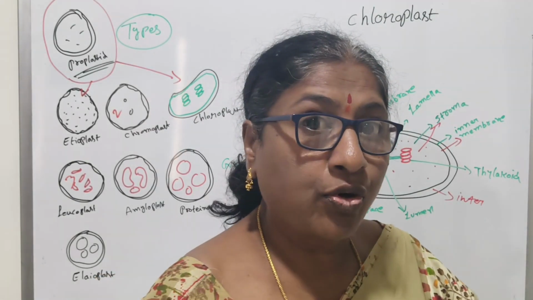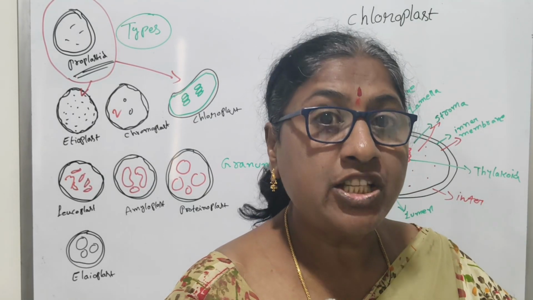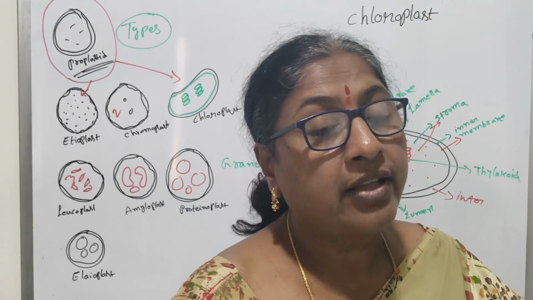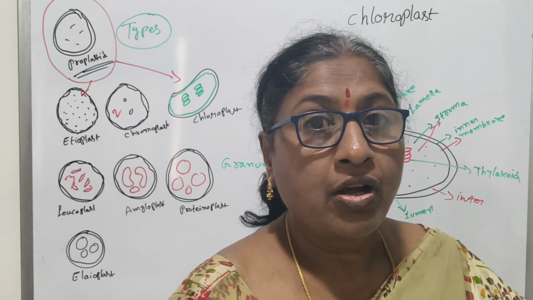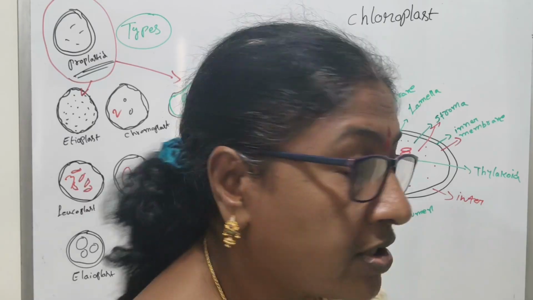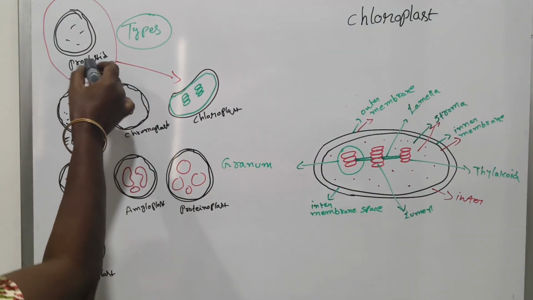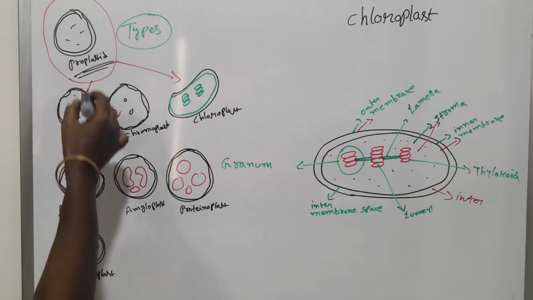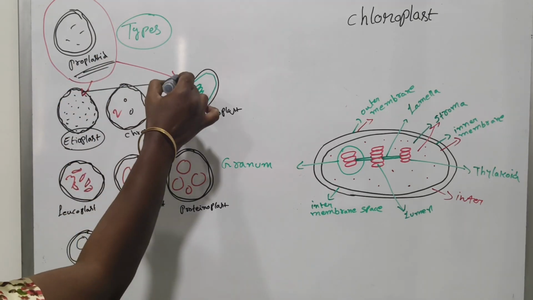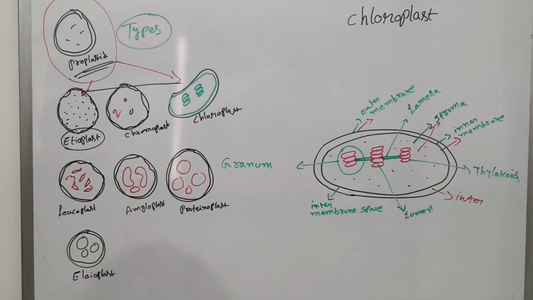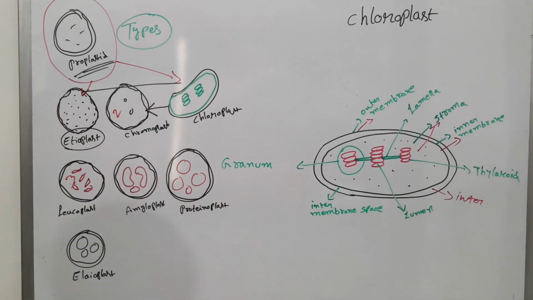Coming to the structure of chloroplast, chloroplast is also a double membrane structure. It is found only in plants. There are no chloroplasts in prokaryotes. Chloroplast is the sugar factory. This chloroplast is actually first formed from a proplastid. This proplastid gets converted into etioplast, then etioplast gets converted into chloroplast. This chloroplast gets converted into chromoplast.